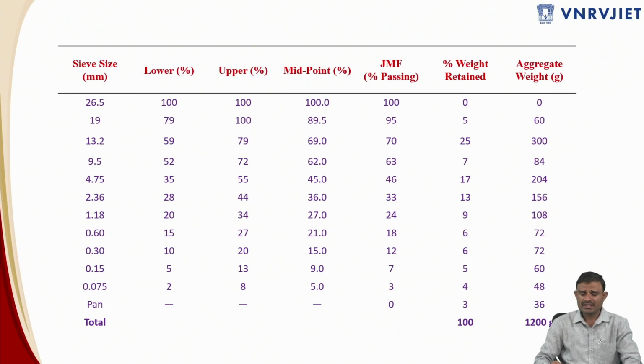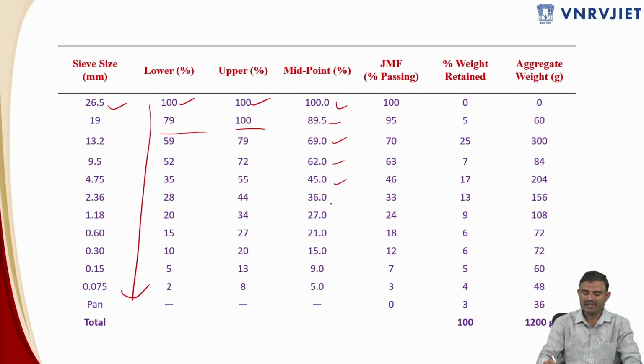Here you can see I have taken the BC1 shown in the previous slide: 26.5 mm, where the lower limit and upper limit are both 100%, and the 19 mm sieve, which is 79 to 100. I have separated the lower limit and upper limit, and the same has been done for all the sieves. After that, I have located the midpoint of each and every sieve size. So this is the midpoint.